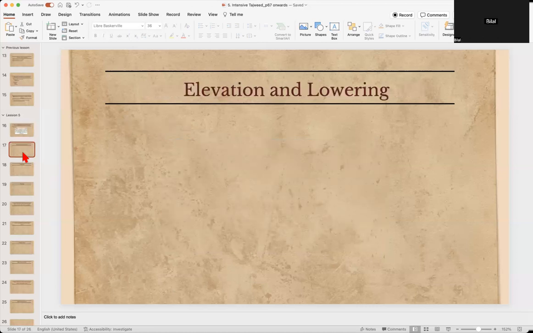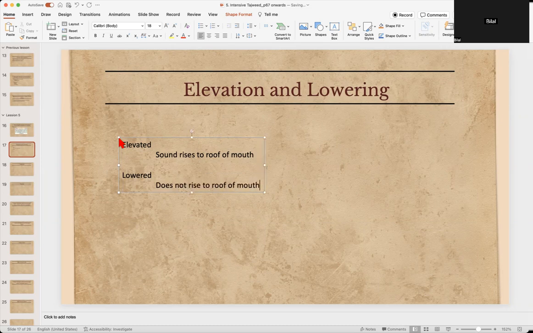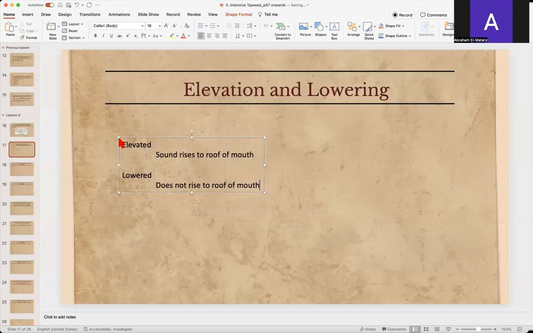Elevation, isti'la, and lowering, istifal. The Arabic letters according to direction. Number 1, elevated: the sound rises to the roof of the mouth when pronouncing them. Those letters are khussa, dagt, qid. Lowered: the sound doesn't rise to the roof of the mouth when pronouncing them. The rest of the letters, except these 7, are all lowered. Does anyone have any questions about the difference between elevated and lowered?